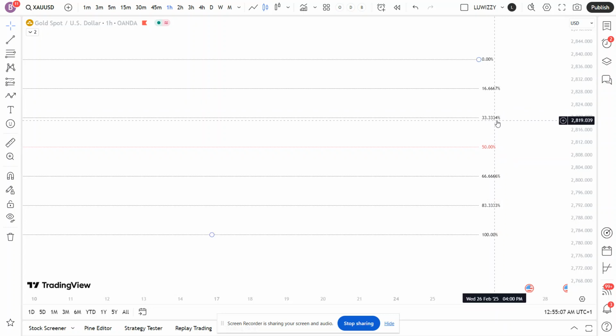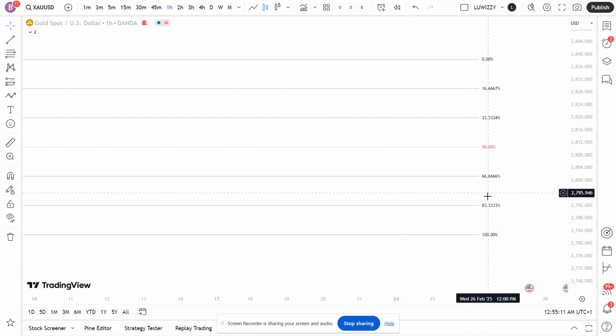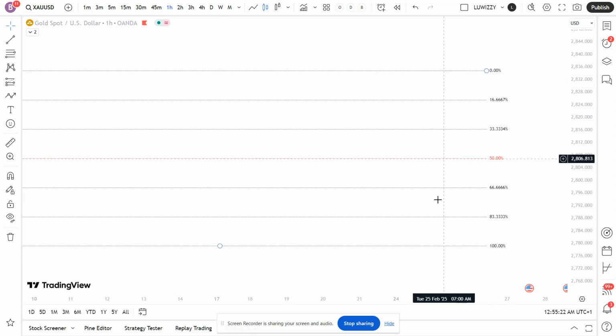16.67%, 33 point something percent, and this is 50%, and this is 66 point something percent, 88 points. I hope you guys can see my screen, so no need of stressing myself to call the values. So this is the top and this is the high of the fib level, and this is the low of the fib level, depending on the current order flow. Don't worry, I'll come to that.